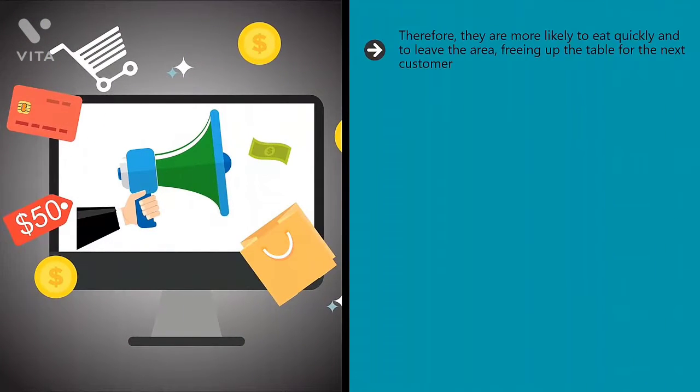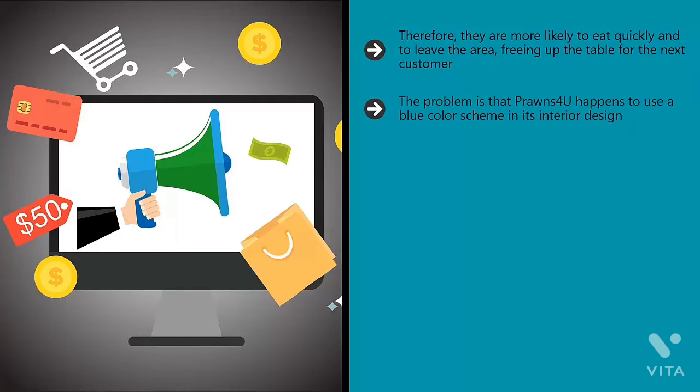Therefore, they are more likely to eat quickly and to leave the area, freeing up the table for the next customer. The result is that such venues actually see a higher turnover of customers and greater profits. This is just a random example, but it also happens to be true. The problem is that Prawns For You happens to use a blue color scheme in its interior design. What if you could increase your daily profits in all stores by coloring the store red?